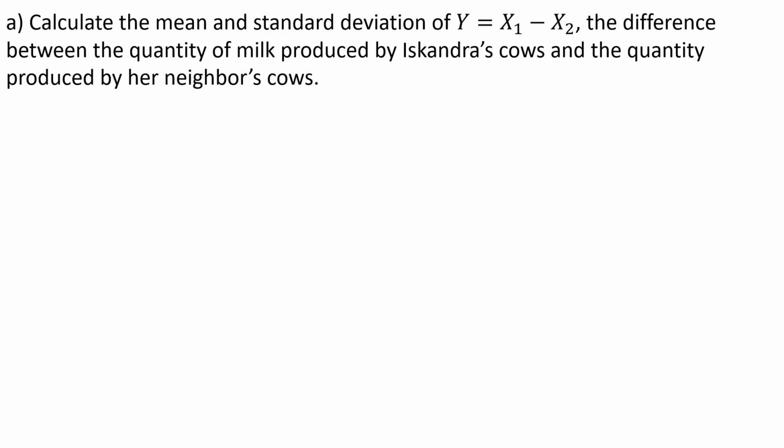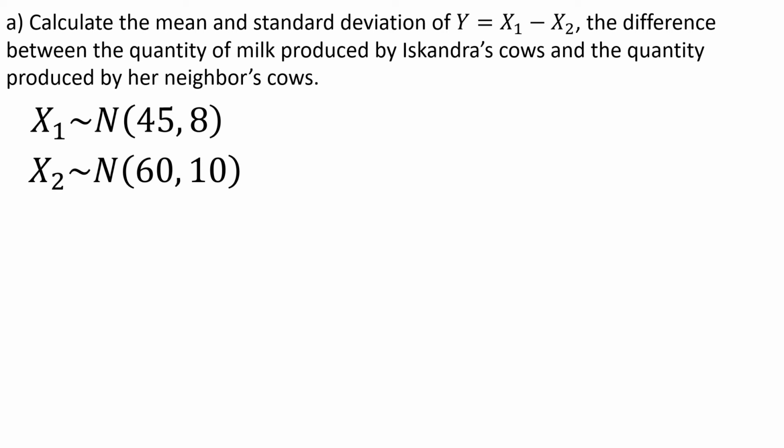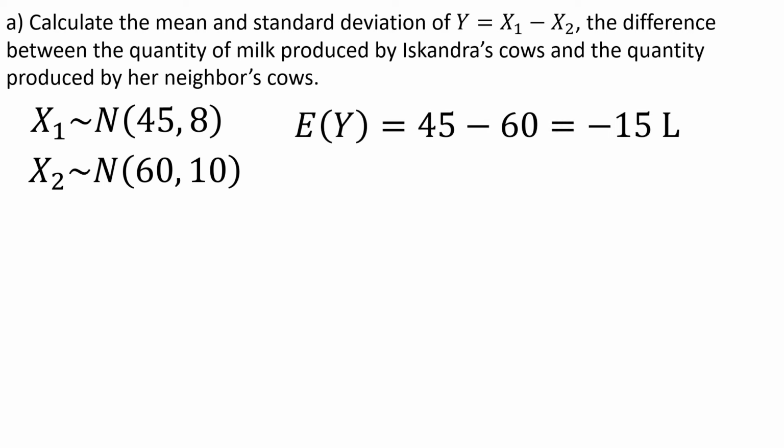So first calculate the mean and standard deviation of y equals x1 minus x2, the difference between the quantity of milk produced by Iskandra's cows and the quantity produced by her neighbor's cows. So we're given the parameters of each distribution. For Iskandra, mean is 45, standard deviation is 8. For the neighbor, the mean is 60, standard deviation of 10. So what are the mean and expectation of the difference between these two values? Well, the expectation is just the difference between expectations, minus 15 liters. So what this is saying is that the neighbor's cows produce 15 liters more on average compared to Iskandra's cows.